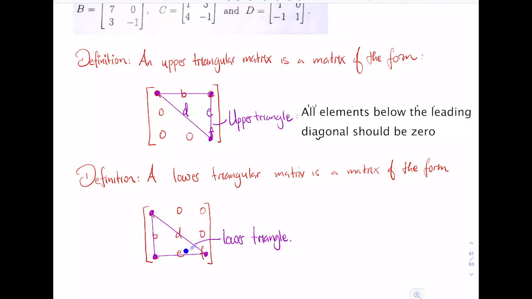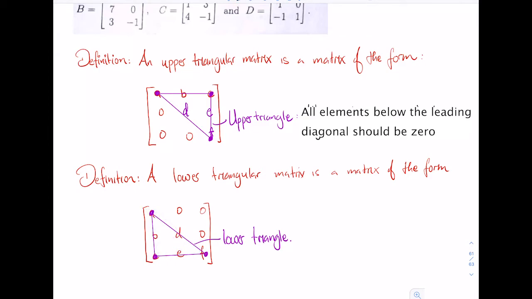The only difference is that we have elements above the leading diagonal now being 0. And these elements below form a triangle. So here the upper triangular matrix has a triangle above the leading diagonal, inclusive of the diagonal elements, while for the lower triangular matrix, we have a triangle being formed between the diagonal and the elements below the diagonal.